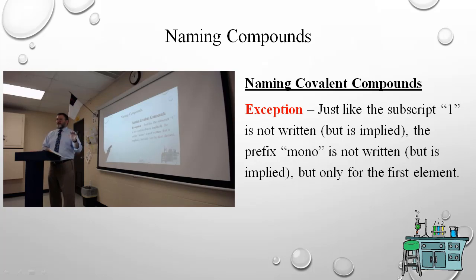So when we name it out, if we look at the first element in the name, and if it has an implied subscript of 1, we don't say mono. The names never start with mono. Now, if the second element, the third element, the fourth element, if it's just a 1, we do say the mono. We just drop the mono for the first element.